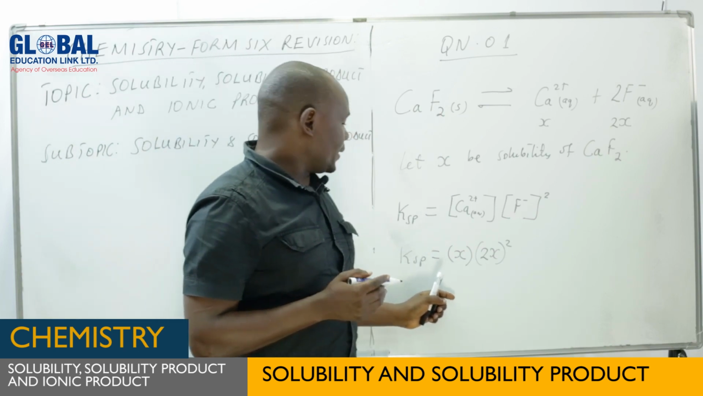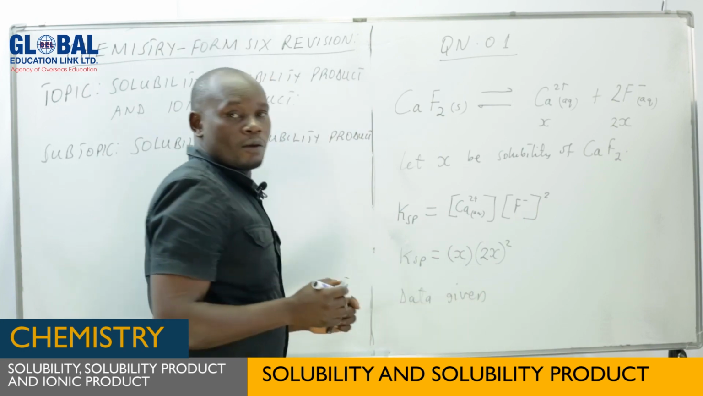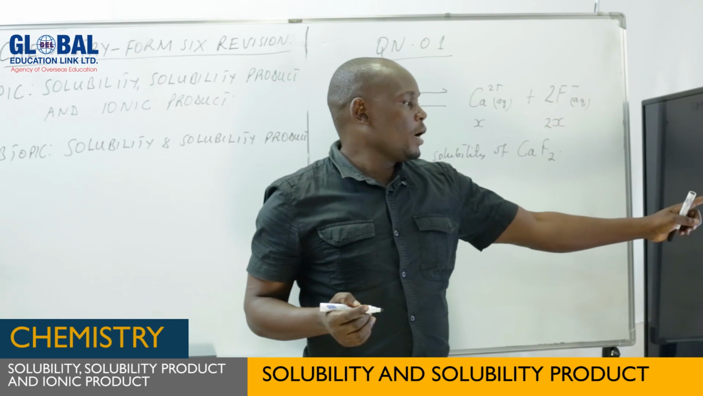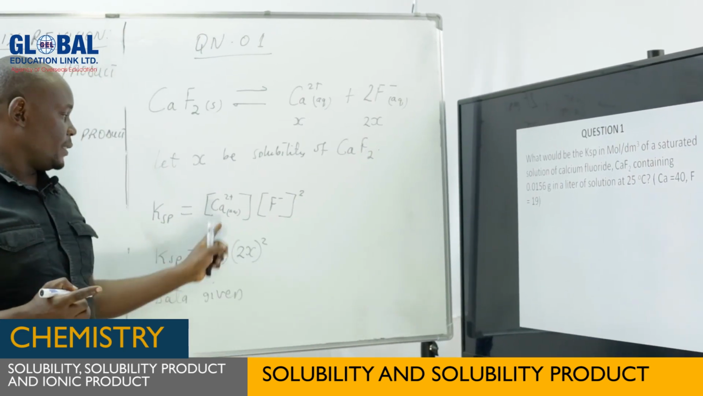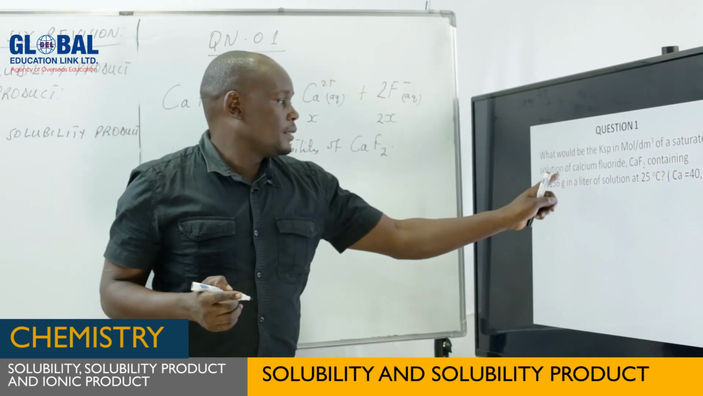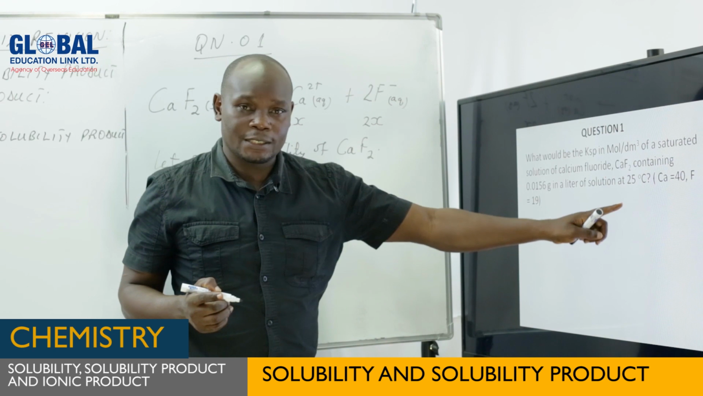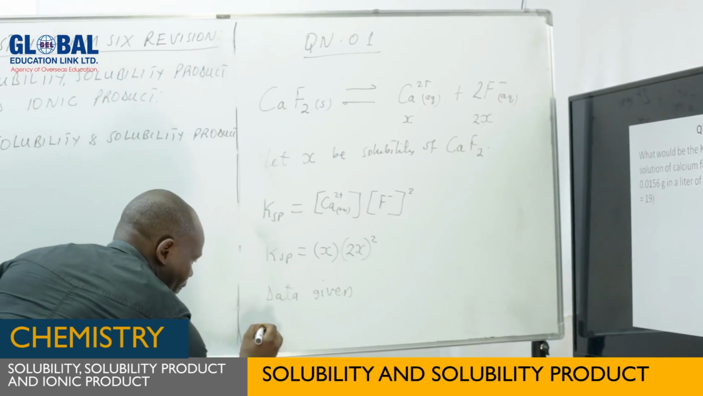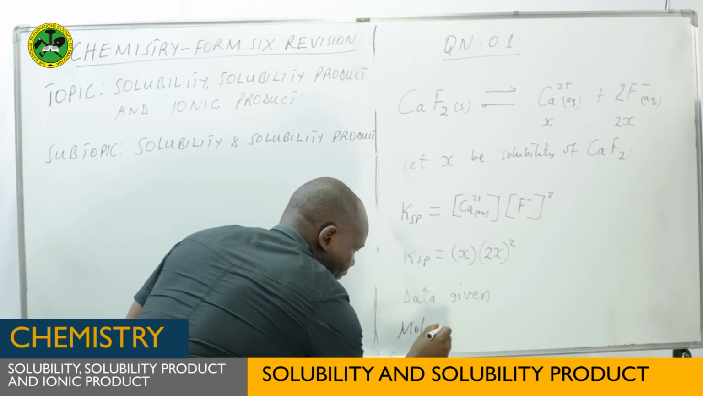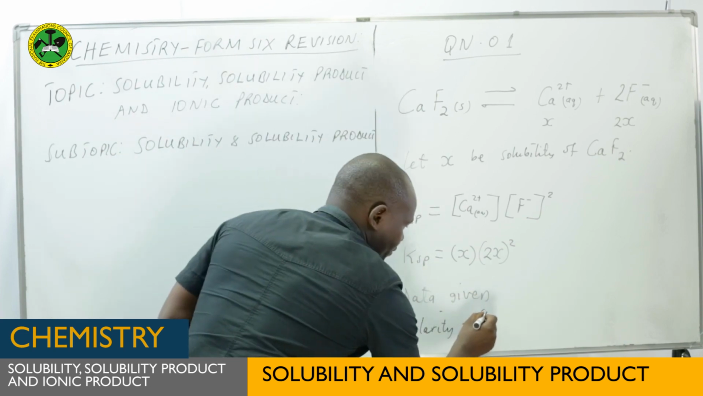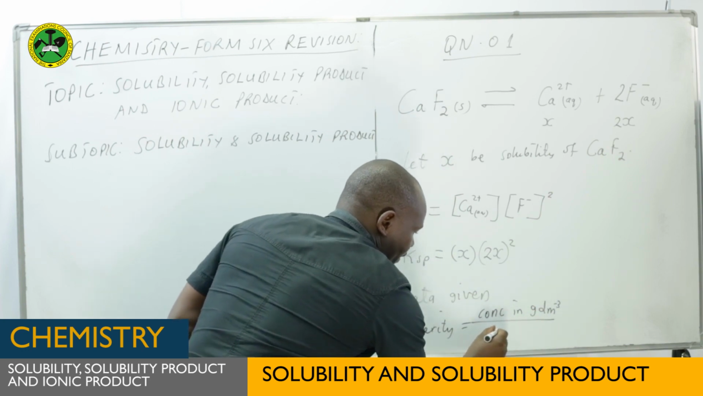Now, if we go back to our question, the data given: we have the concentration in gram per liter of calcium fluoride, and we have said that the concentration to be expressed here must be in moles per decimeter cubed. The calcium fluoride contains 0.0156 gram in a liter of solution at that temperature. So the concentration, or molarity, is obtained by taking the concentration in gram per decimeter cubed over the molar mass.